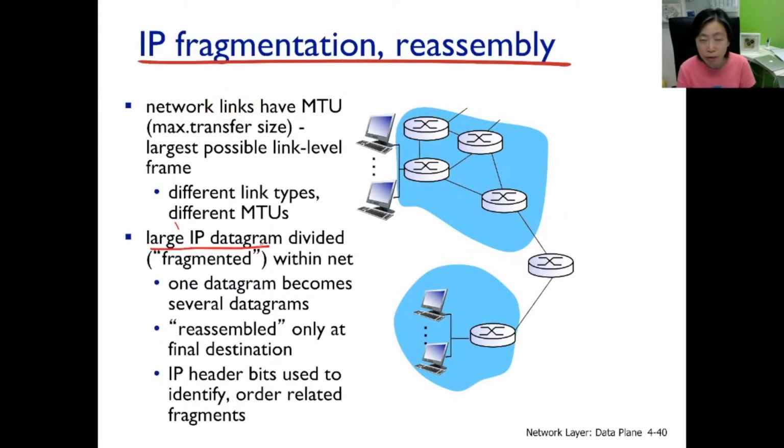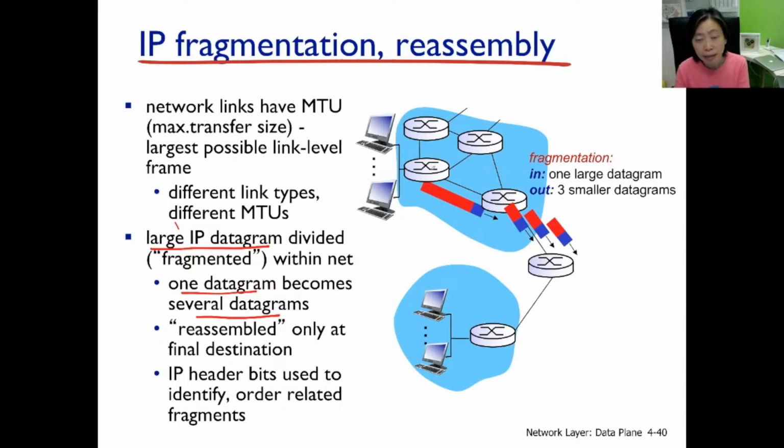A large IP datagram needs to be divided into multiple parts when we run into a link that defines a smaller MTU. So one datagram will become several datagrams like this. Note that these smaller ones are not frames. These smaller ones are IP datagrams. So we actually break them into multiple parts before passing them on to this link here. Now these datagrams will remain the way they are through the network and come into the destination. The reassembly is only done here, only at the destination. So only the final destination is doing the reassembly.